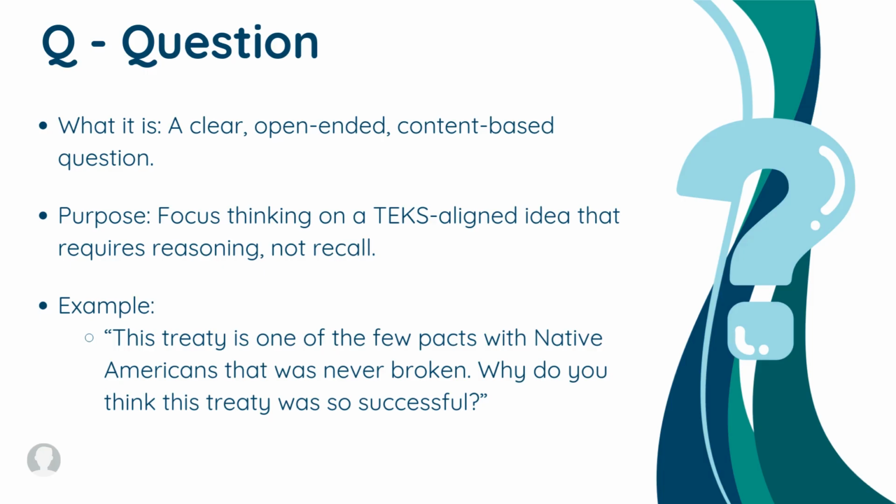The first step in QSSA is the question. It's the anchor of the whole routine. The question has to be rich. It can't be a recall fact or a yes/no response. The point is to focus students on TEKS-aligned ideas that require reasoning. In this unit, our questions ask students to think about why immigrants came, why cities grew, why treaties succeeded. These questions drive deeper understanding because they push students to explain causes and consequences, not just name events. When we choose strong questions, we set students up for meaningful academic conversations.